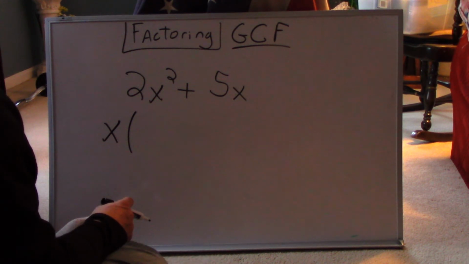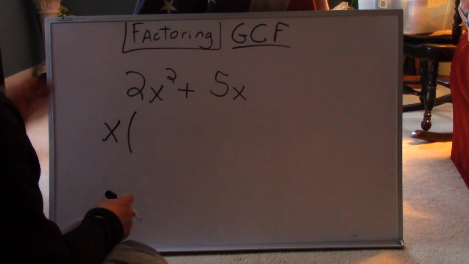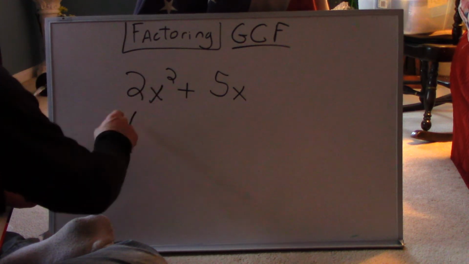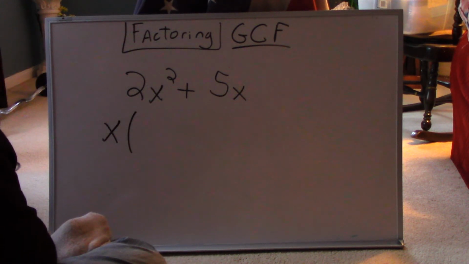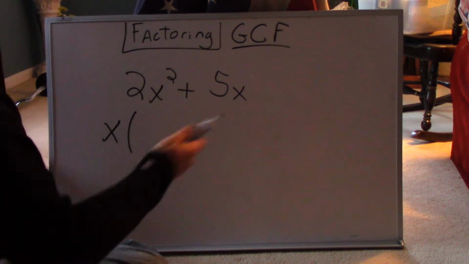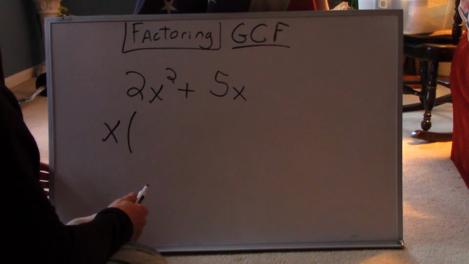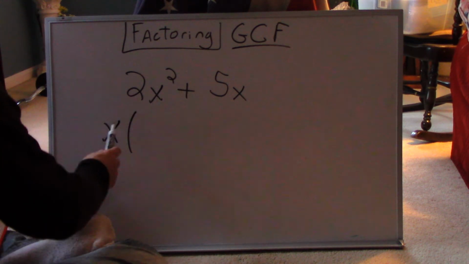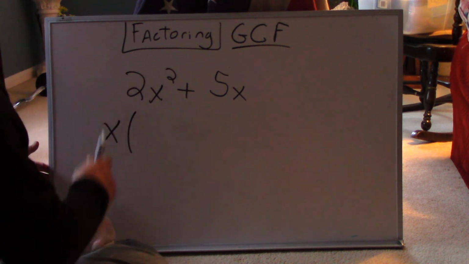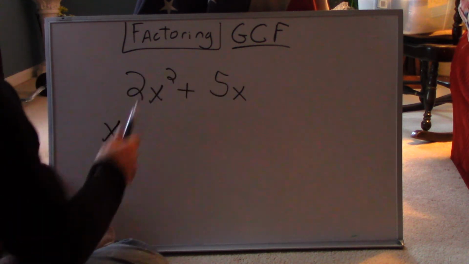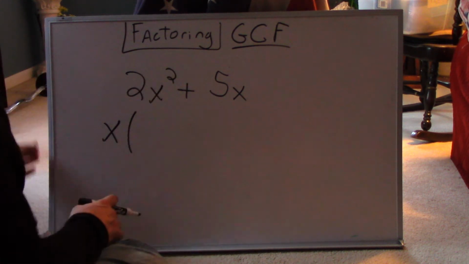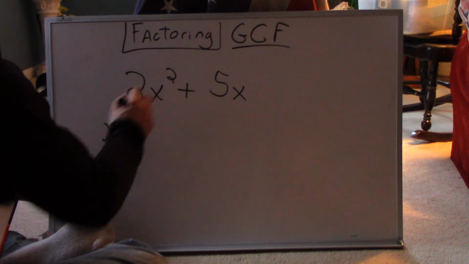Because x can go into x, and x can go into x squared. But x squared cannot go into x. It can only go into x squared. So we have to choose the lowest that can go into both. Anyway, x into x squared.